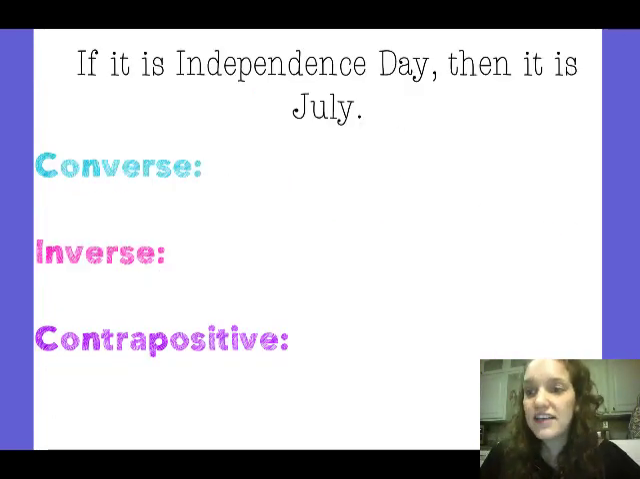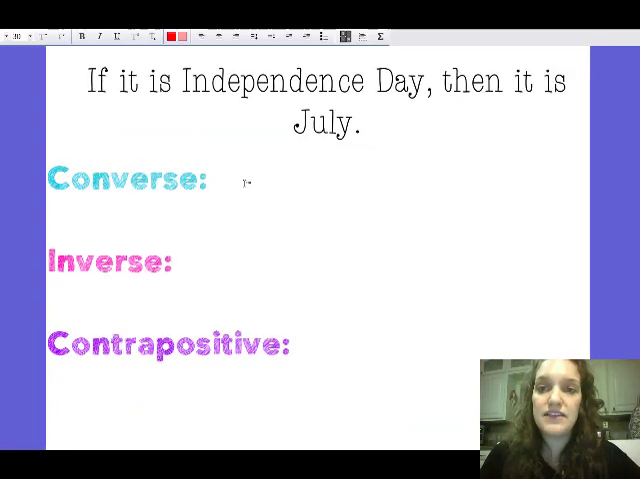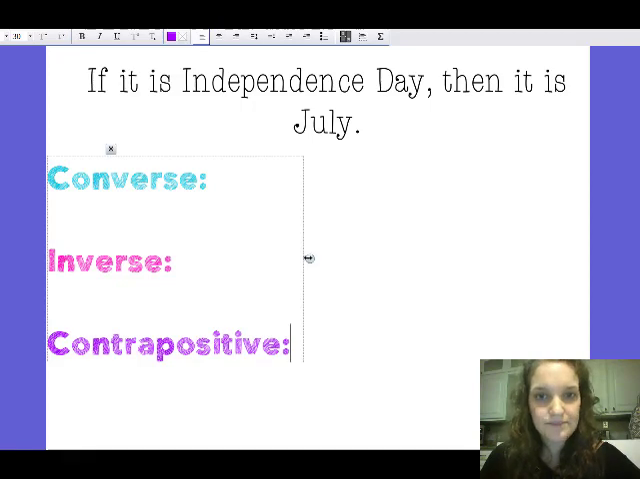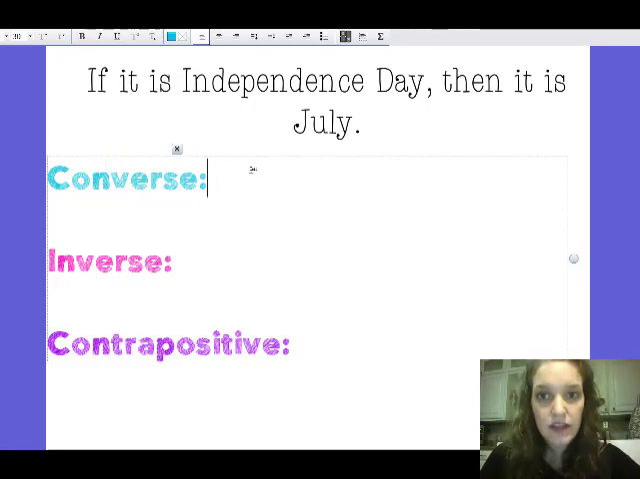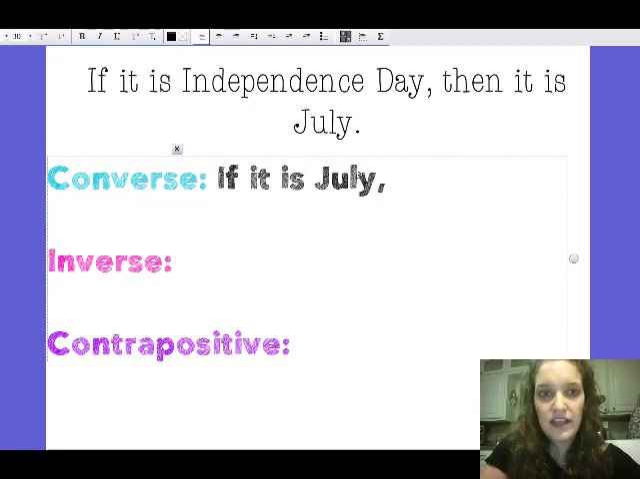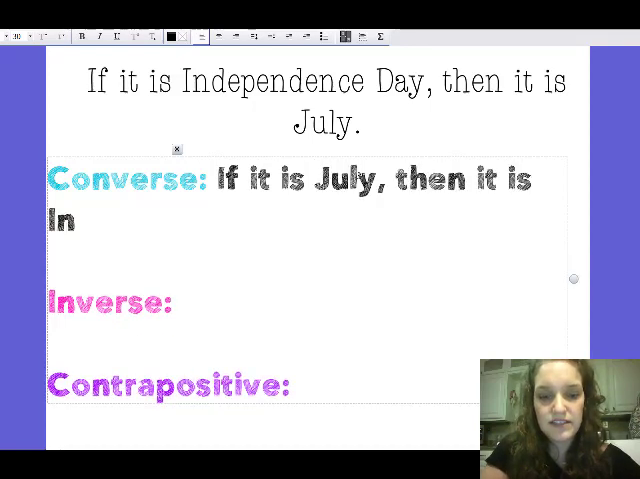Okay, so our statement is, if it is Independence Day, then it is July. Independence Day is July 4th, so that makes sense. So the converse is I'm going to take the hypothesis, which is it is Independence Day, and switch it with the conclusion, it is July. My converse would be, if it is July, then it is Independence Day.